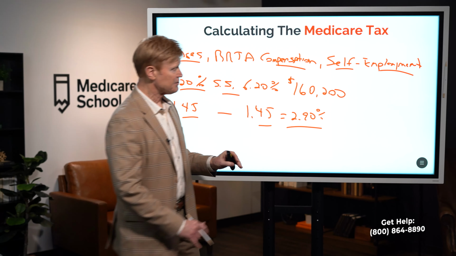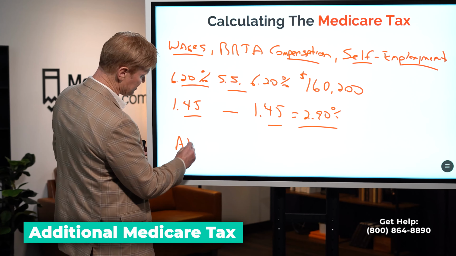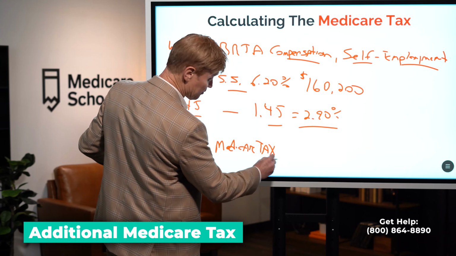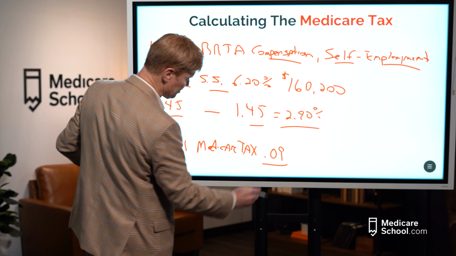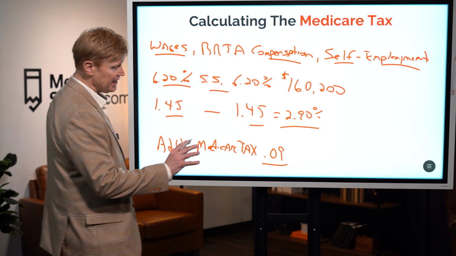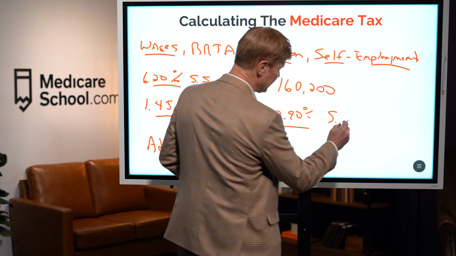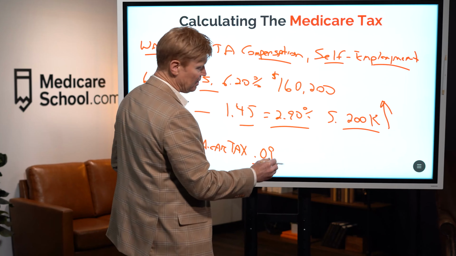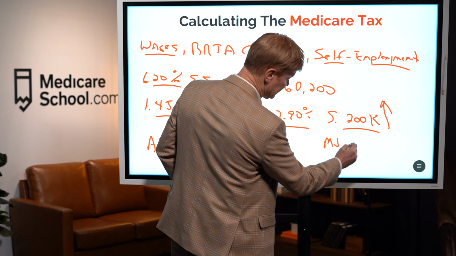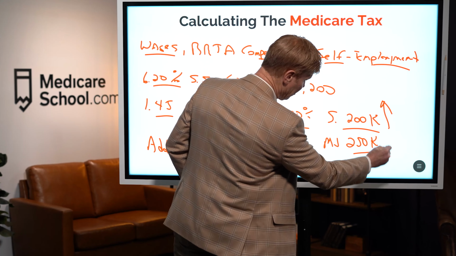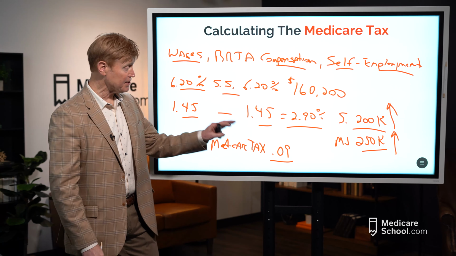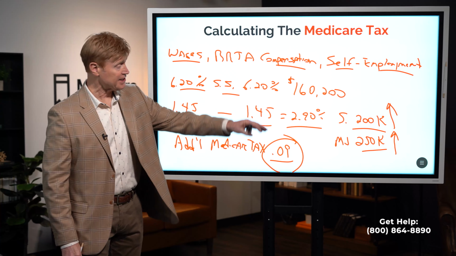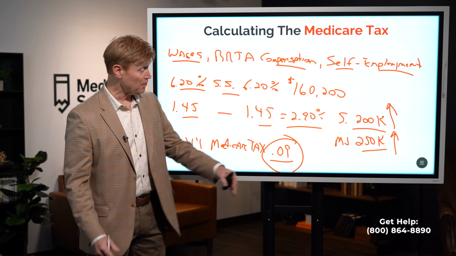But then the government has what they call an additional Medicare tax. The rate is actually 0.9%, so almost 1%. If we're a single filer and we make above $200,000, or we're married filing a joint return, where that number is $250,000, then all the income above those limits is going to be subject to this additional Medicare tax of 0.9%. So all that income is going to be taxable at a total of 3.80%.